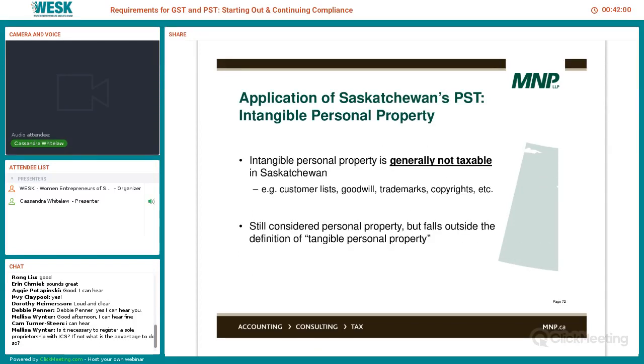Intangible personal property is generally not taxable in Saskatchewan, so this will cover your customer list, goodwill, trademarks, copyrights, all that kind of thing. It is still considered personal property, but it falls outside the definition of tangible personal property.